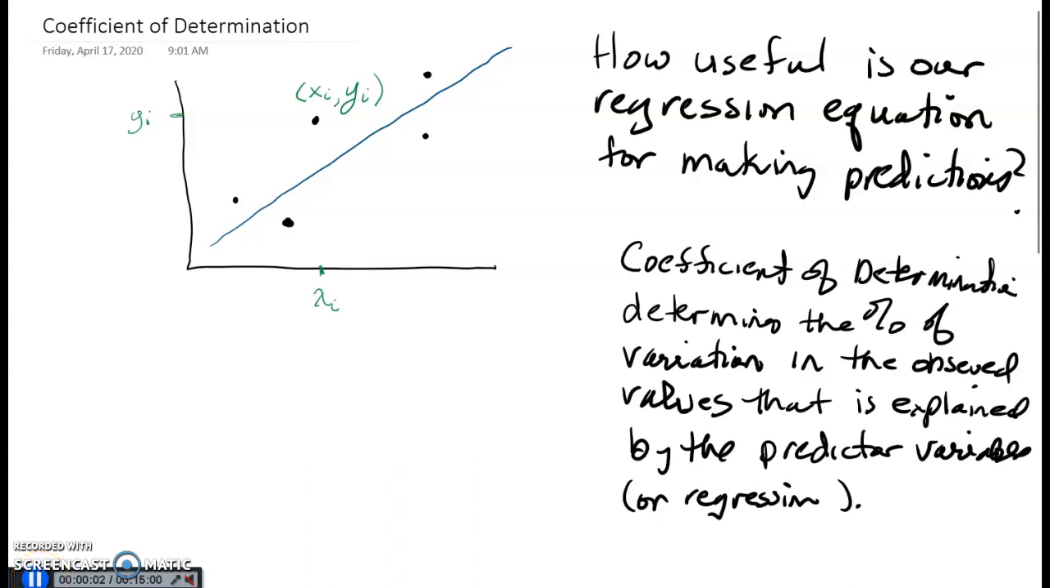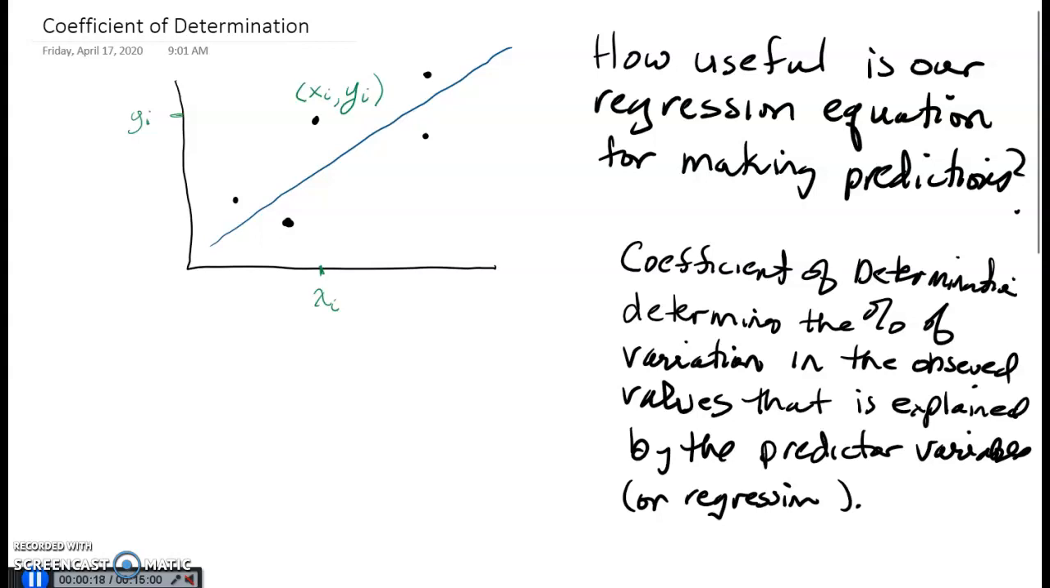This is a short video to discuss the coefficient of determination. In the last video, we found our regression equation. The question we then have to ask is, how useful is our regression equation for actually making predictions?